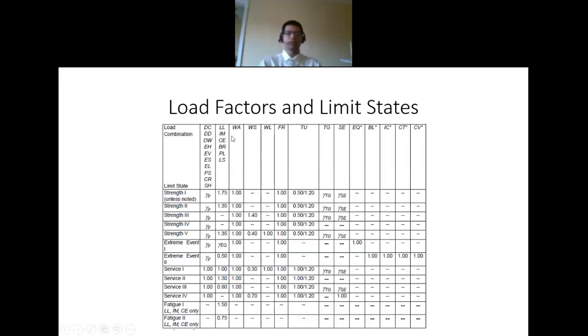And similarly, we know these magnitudes here, we know these factors. So when we multiply them, we get the value for a strength one limit state. Similarly for strength two, strength three, strength four, extreme event, service, and fatigue. So as we calculate one value for all these, just by the summation formula, we'd have a set of values here from which we have to pick the highest value. And that value would be what we choose for the design.